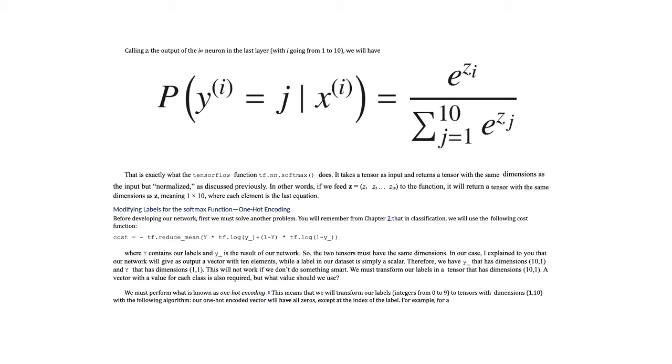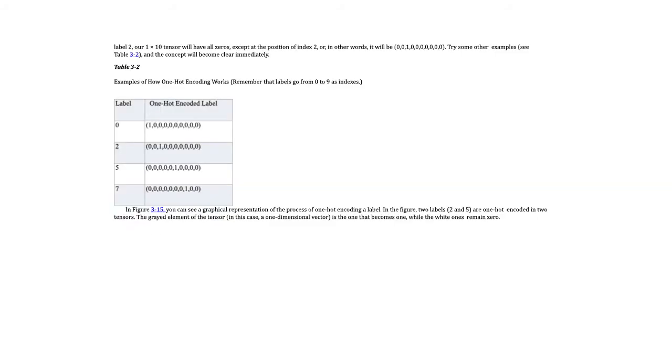We must transform our labels into a tensor that has dimensions 10, 1. A vector with a value for each class is required, but what value should we use? We must perform what is known as one hot encoding. This means that we will transform our labels, integers from 0 to 9, to tensors with dimensions 1, 10, with the following algorithm: our one hot encoded vector will have all zeros, except at the index of the label. For example, for a label 2, our 1-10 tensor will have all zeros, except at the position of index 2, or, in other words, it will be 0, 0, 1, 0, 0, 0, 0, 0, 0, 0.